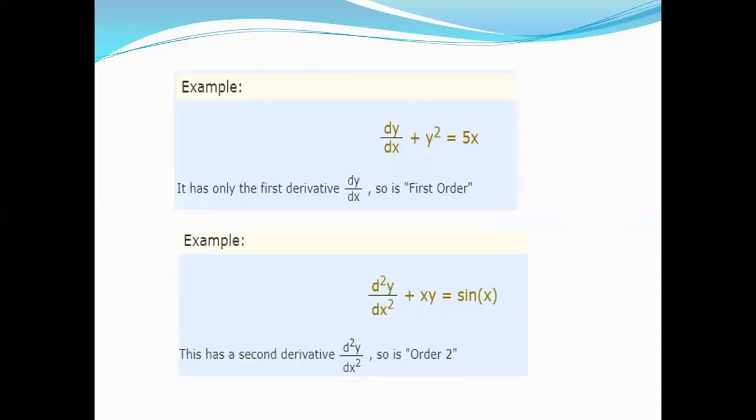Now more examples. dy by dx plus y square is equal to 5x. So it has only the first derivative, dy by dx. So it is first order. Its order is 1 only. Now another example, d2y by dx2 plus xy is equal to sin x. It has a second derivative, d2y by dx2. So its order is 2. Clear?